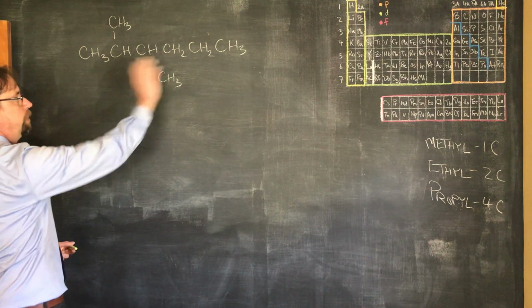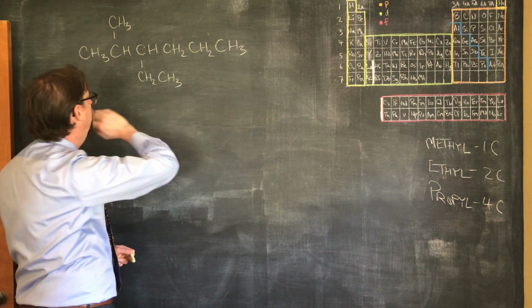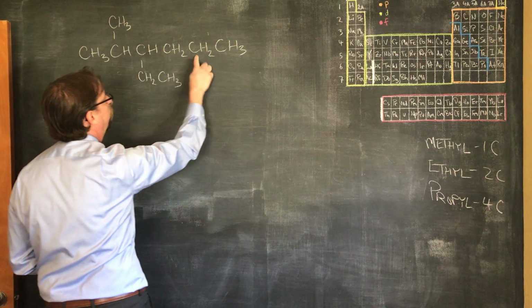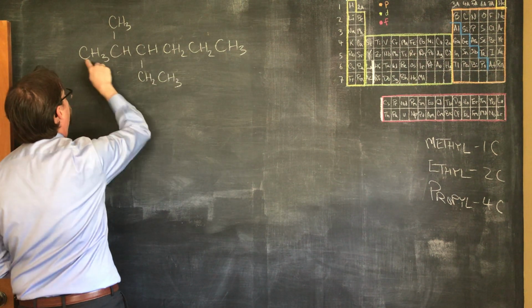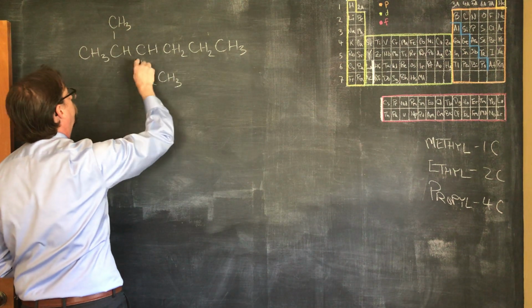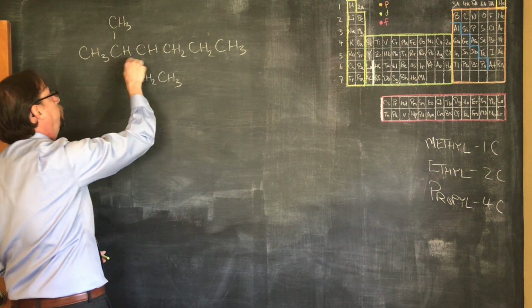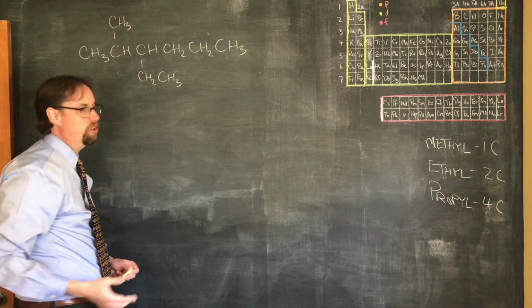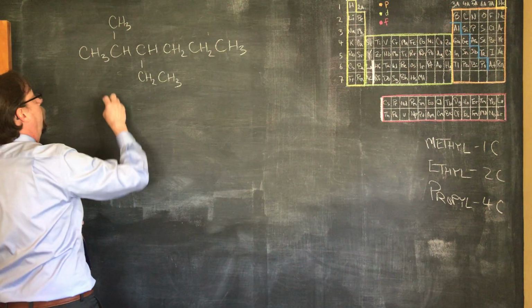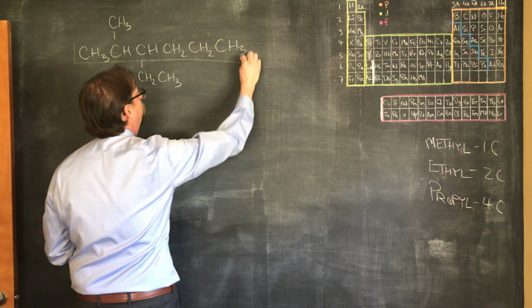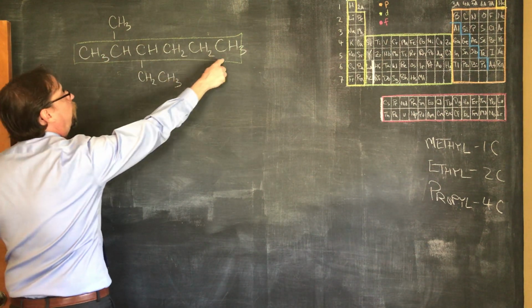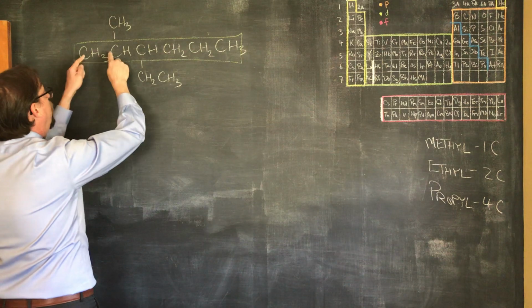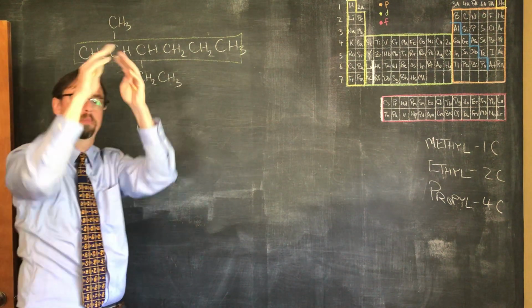So let's first identify the longest run of carbons. 1, 2, 3, 4, 5, 6. 1, 2, 3, 4, 5, 6. 1, 2, 3. 1, 2, 3, 4, 5, 6. 1, 2, 3, 4, 5. Looks like 6 is our longest. Because of that, I'm going to pick the longest chain that has the branches on it. If I went 1, 2, 3, 4, 5, 6, I would create a complex branch, a branch that branched.